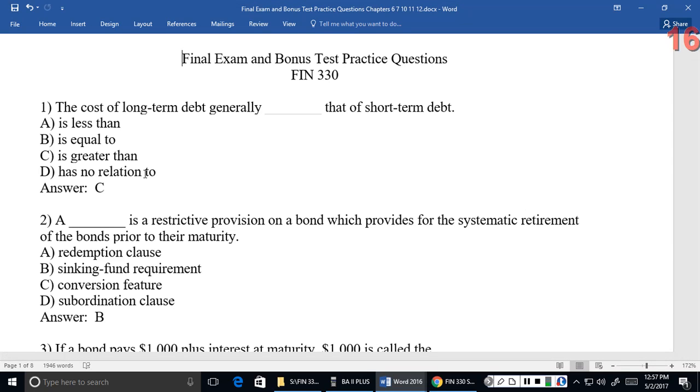The cost of long-term debt is generally blank that of short-term debt. So you can see the answer is C. It's greater than. Why is the cost of long-term debt generally greater than the cost of short-term debt?